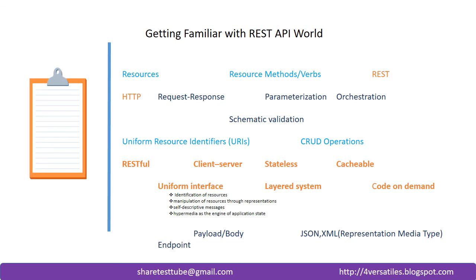Schematic validations. Schematic validations are the validations that are involved in the API format. We can validate what the format of the API is, whether it is JSON format or XML format, and we can check the data types that are used in this representation. So these all come under schematic validations.